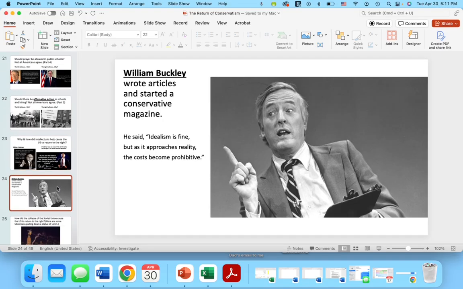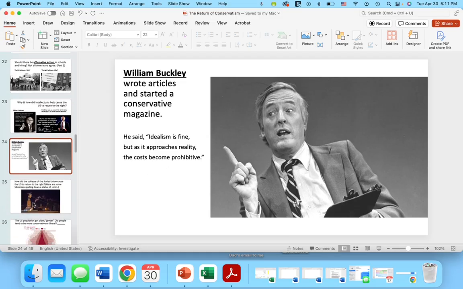Another influential conservative thinker was William Buckley. He wrote articles and he started a magazine. He said idealism is fine, but as it approaches reality, the costs become prohibitive. In other words, super, super expensive. So back in the 60s and 70s, you had liberal presidents like LBJ spending a lot on Medicare, spending a lot on Medicaid, spending a lot on the war on poverty. And people like William Buckley said these costs were getting out of control and taxes were too high.